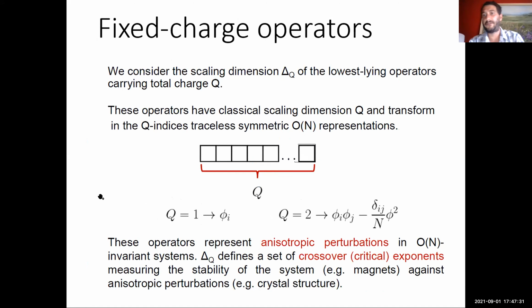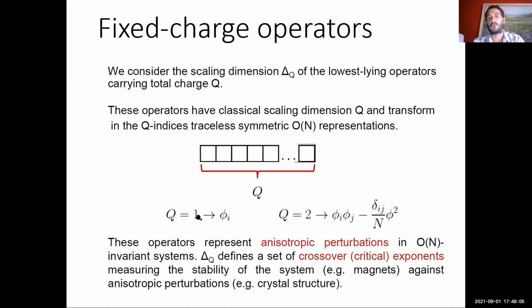So we can consider fixed charge operators inside this theory. In particular, the quantity we'll be interested in here is the scaling dimension, which we call delta Q, of the lowest lying operator with total charge Q. As we show, these operators are the operators with classical scaling dimension Q that transform in the traceless symmetric O(N) representations, which can be depicted pictorially as a Young tableau with Q boxes in just one row.